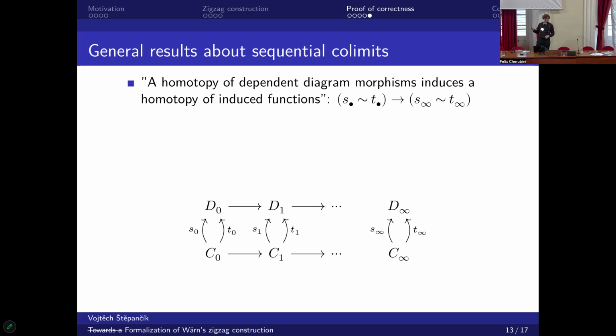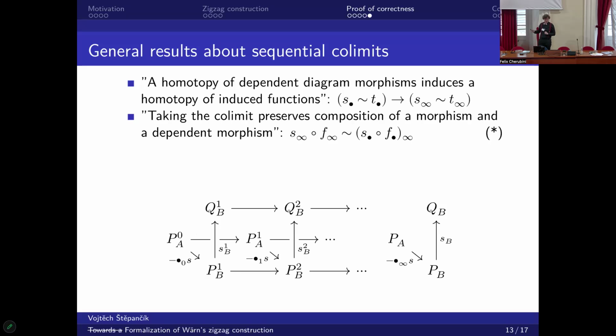First, I showed that the homotopy of these diagrams on the left induces a homotopy of the induced dependent functions on the right, where I take the covert way of going through the identity types. So this isn't really computational, but I won't get into all that. Then I showed that taking the sequential colimits preserves composition of regular morphisms and dependent morphisms, right? So this composite on the left induces the composite on the right with an asterisk because there are some transports that I won't get into.